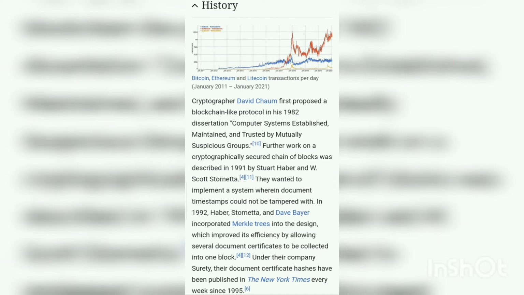In 1992, Haber, Stornetta, and Dave Bayer incorporated Merkle trees into the design, which improved efficiency by allowing several document certificates to be collected into one block under their company Surety. Their document certificate hashes have been published in the New York Times every week since 1995.